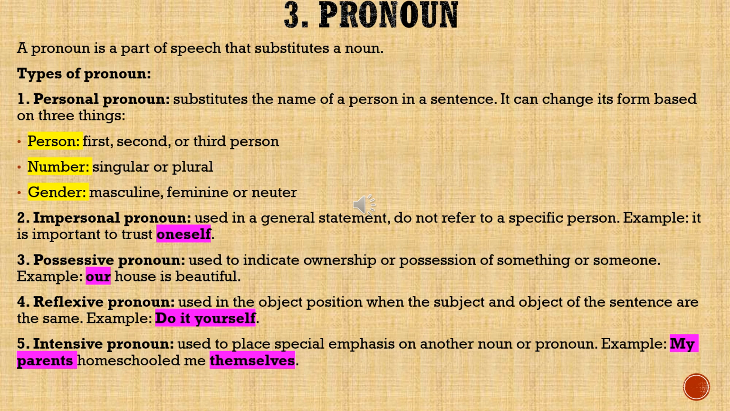In the sentence, "It is important to trust oneself," oneself is an impersonal pronoun. 3. Possessive pronoun. A possessive pronoun is a pronoun that is used to indicate the ownership or possession of something or someone. The possessive pronouns in English language are mine, ours, yours, his, hers, its, theirs, and whose. Possessive pronouns are closely related to possessive determiners, which are my, our, your, his, her, its, their, and whose. In the sentence, "Our house is beautiful," our is a possessive pronoun.